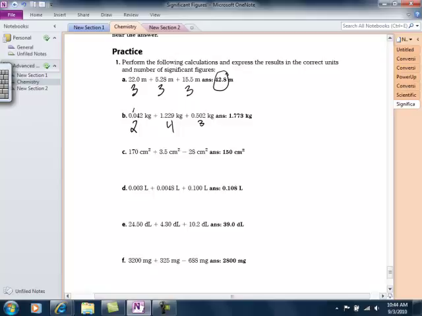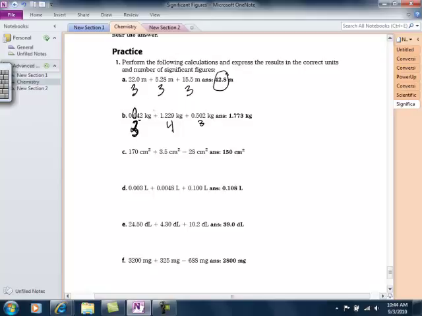This one, wait a minute. This one's significant, right? Because I measured it. Otherwise, I wouldn't have gotten this digit. Sorry, so that's significant. 4 and 3.